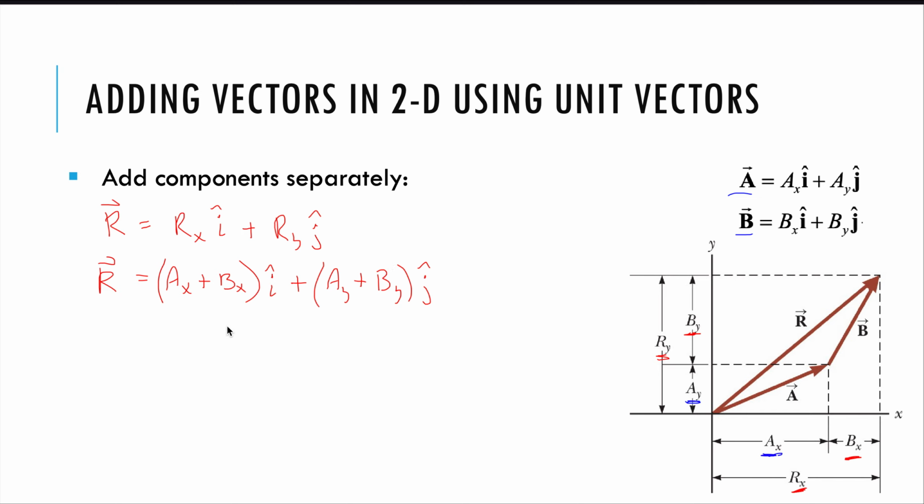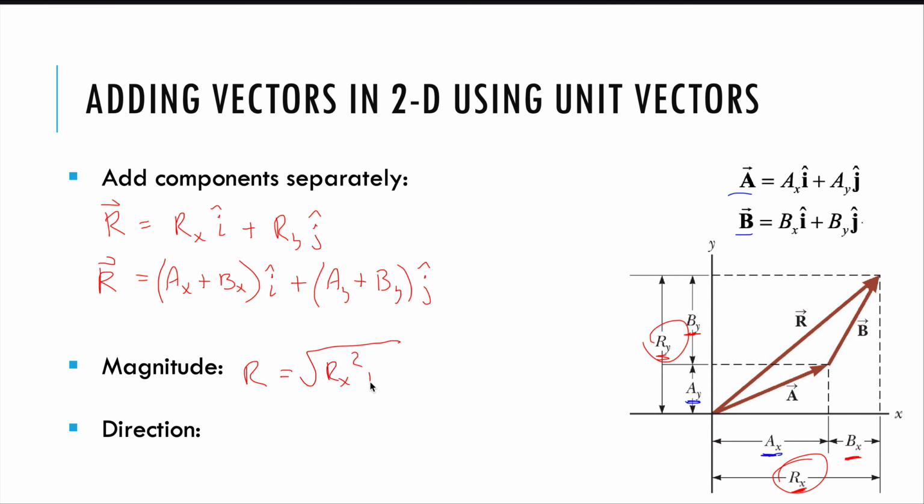What about if you are trying to find the magnitude of r? Well, we know that r is the hypotenuse of the triangle made by Rx and Ry. So just like before, we're going to use the Pythagorean theorem. Magnitude R is the square root of Rx squared plus Ry squared, where once again, Rx is given by Ax plus Bx, and Ry is given by Ay plus By.